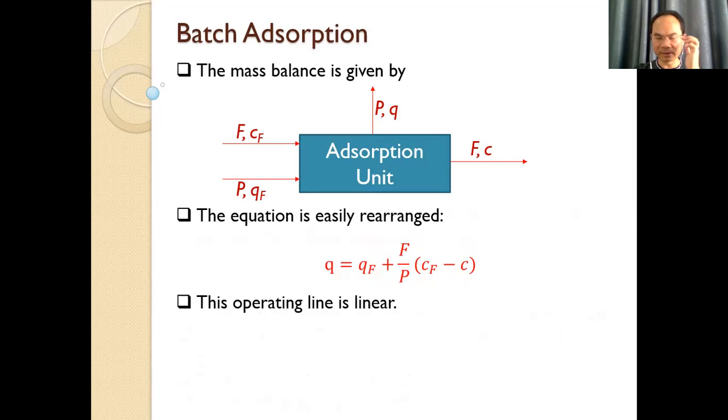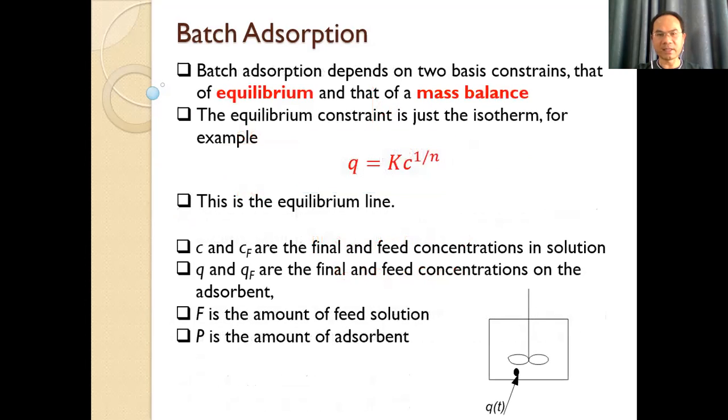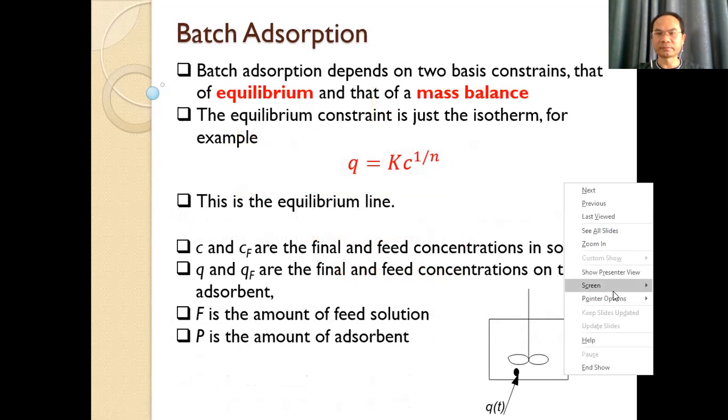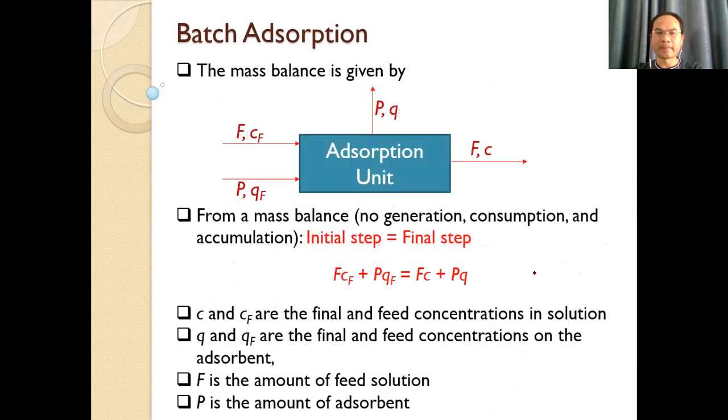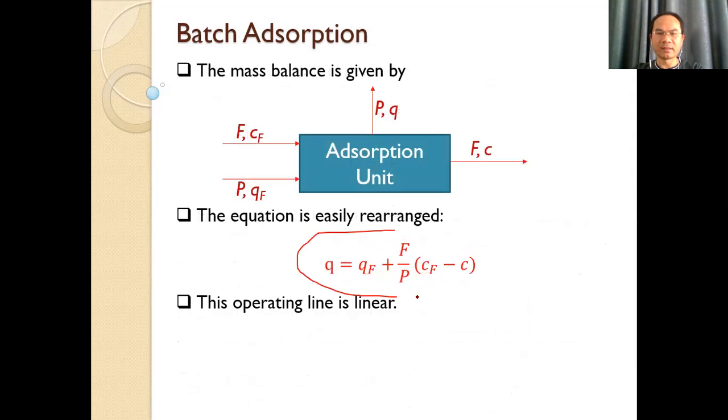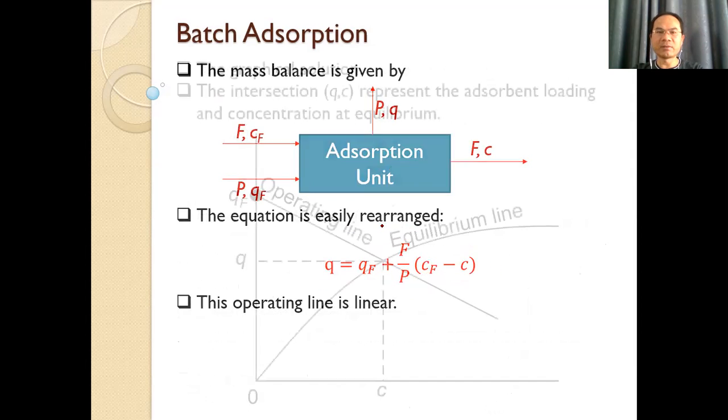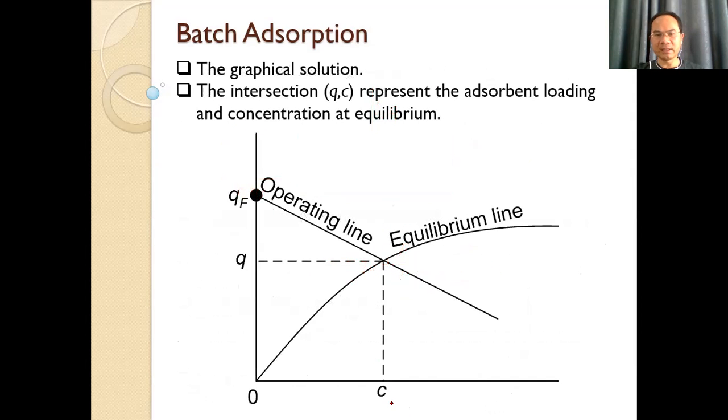This looks like the extraction process. Here we know the equilibrium line: Q is a function of C, like this equation. Equilibrium line. And also you get the operating line. For this case, the easy way is you can plot Q versus C. This is the operating line, and this is the equilibrium line.